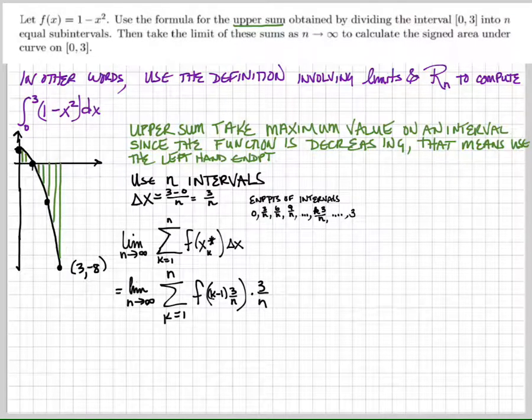So if we write this as the limit as n goes to infinity of the sum from 1 to n of f, now I want, when I plug in my first subinterval when k is 1, the answer to be 0. So do you see that's why I need the k minus 1 here times 3 over n rather than just putting a k times 3 over n. And then our delta x is 3 over n.